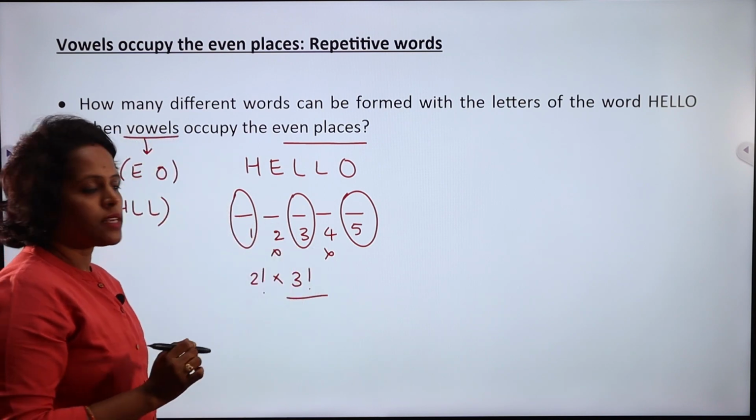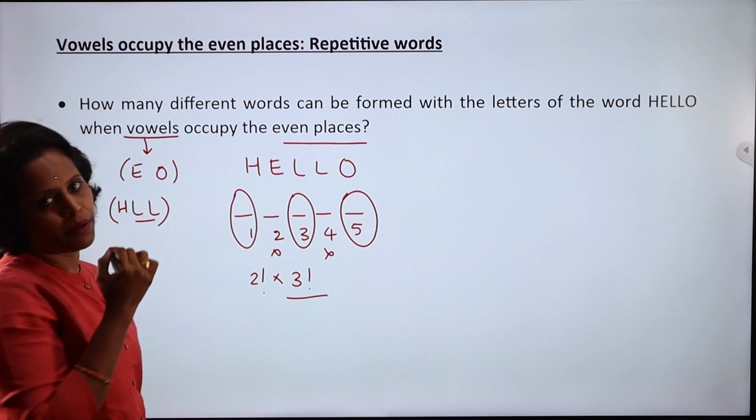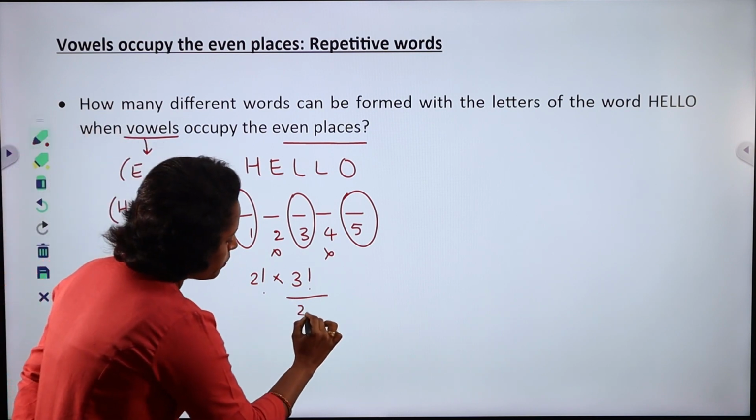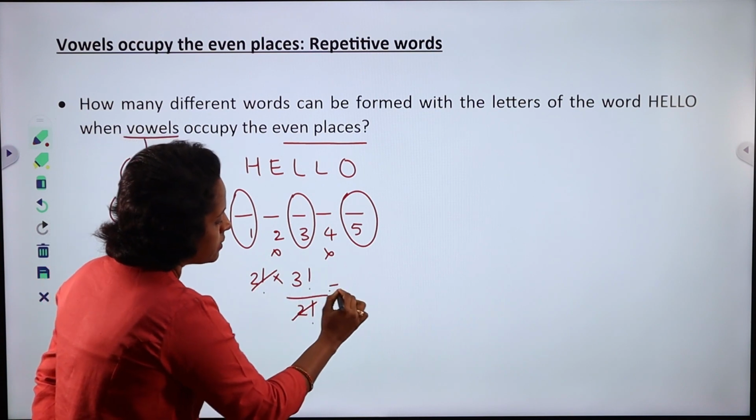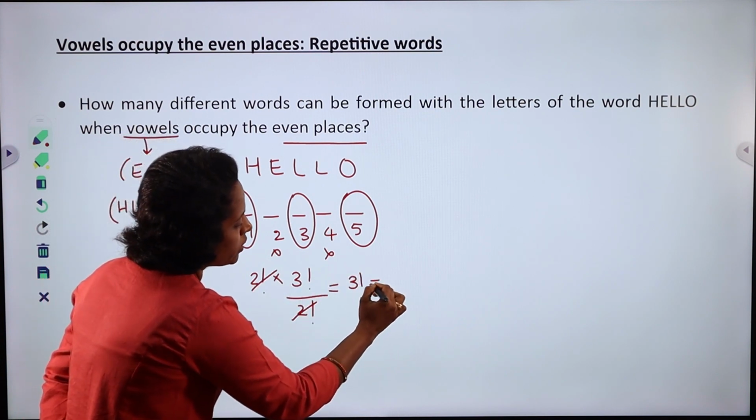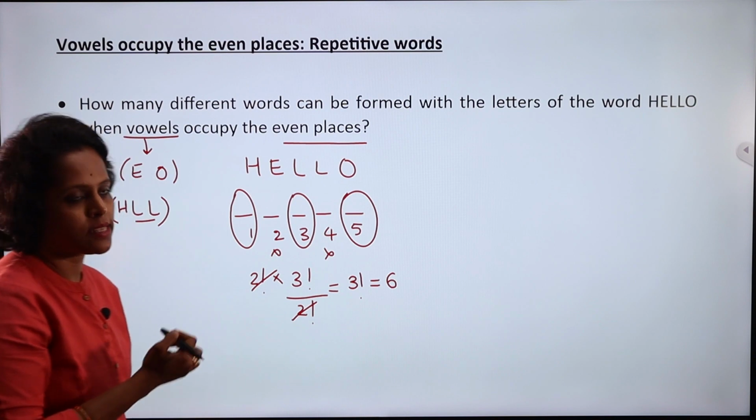Don't forget this because L is repeated twice. So that will be 2 factorial. This and this get cancelled. We are left with 3 factorial, which will be 6.